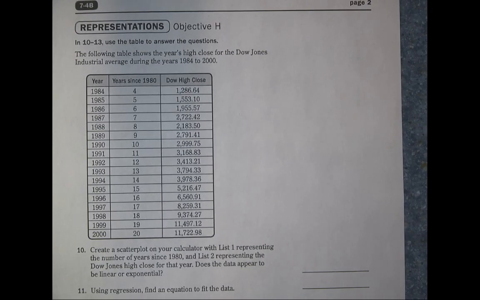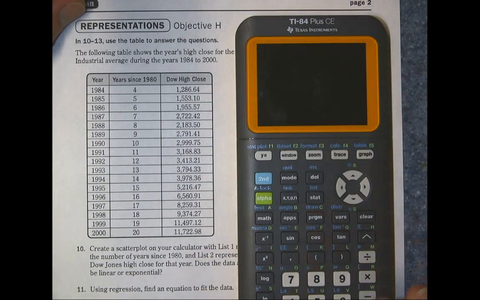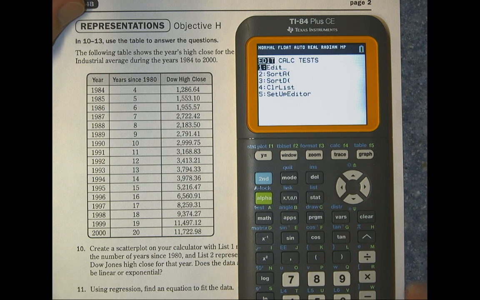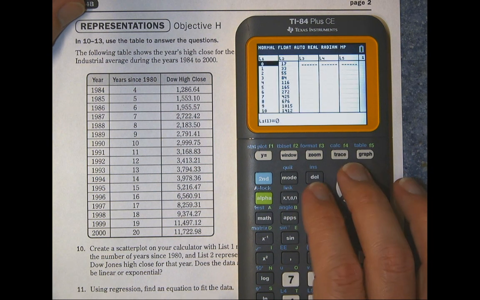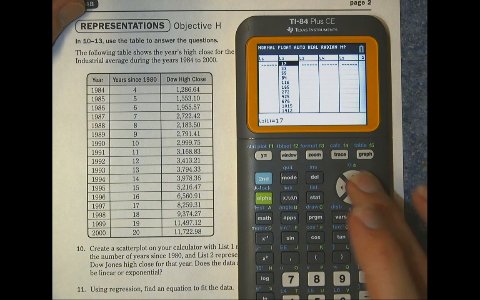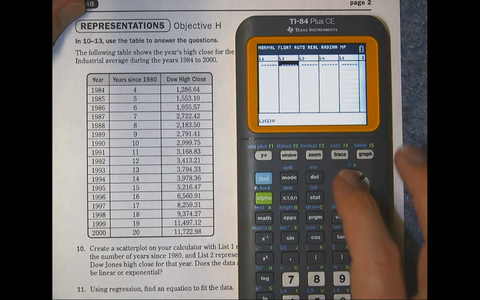All right, last page on 7.4b. We've got this chart that we're going to have to plug in and create a scatter plot here. So if you still have all your data here, the easiest way to clear it out is you go up to L1 and you hit clear and enter, and L2, clear, hit enter, and it goes away.